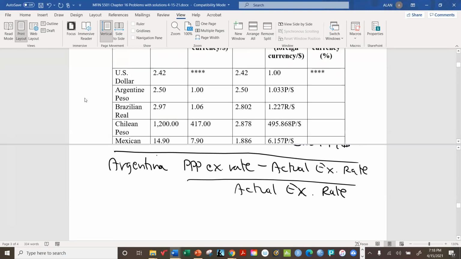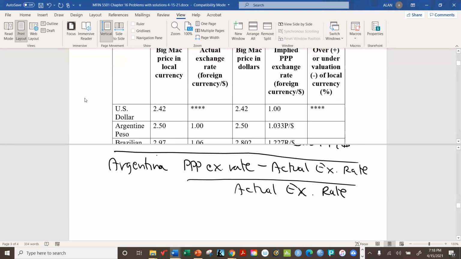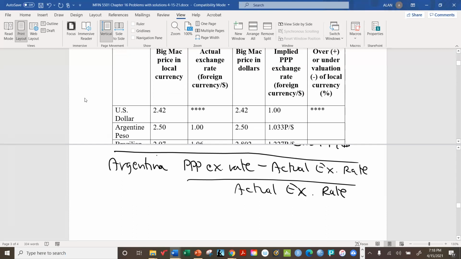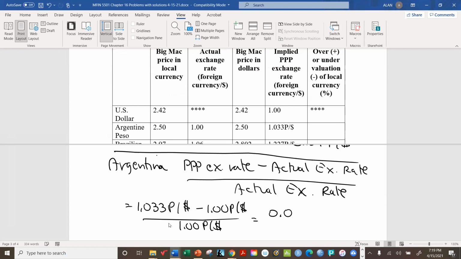All right, so for Argentina, let's see, let's go right there. Okay, so we've got 1.033 pesos per dollar minus 1 over 1. And that worked out to be 0.0331, approximately 3.31%.